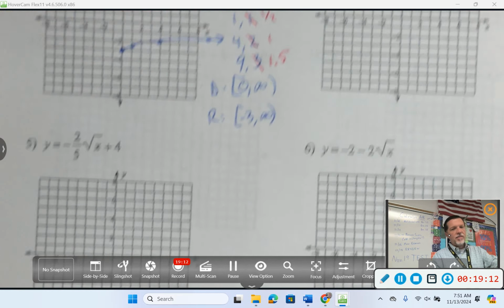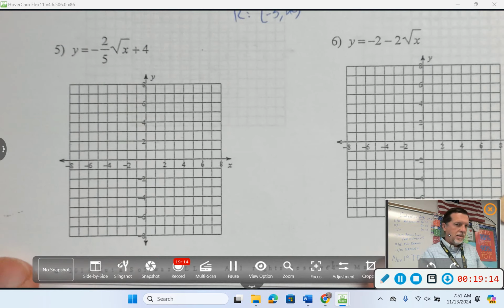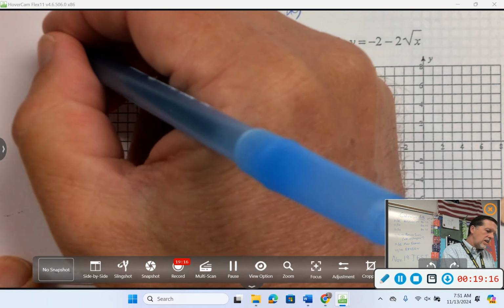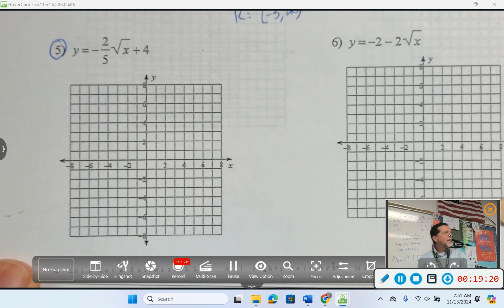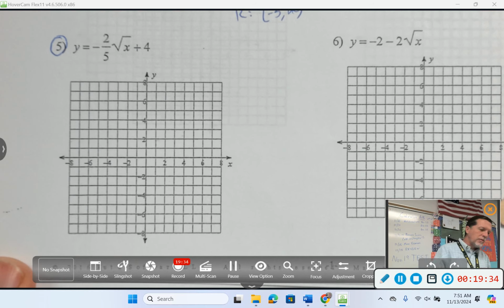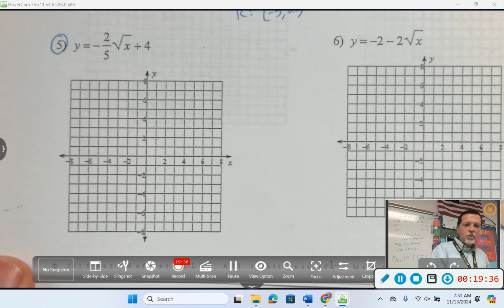Number 5. Well, then you'd have 5y on the other side. You have to divide by 5 again, yeah. So, yeah, you're going to have to multiply the y-coordinates by negative 2/5. That's going to be annoying. Don't know what else to tell you. Why don't you try number 5? Since it's so enticing to you.